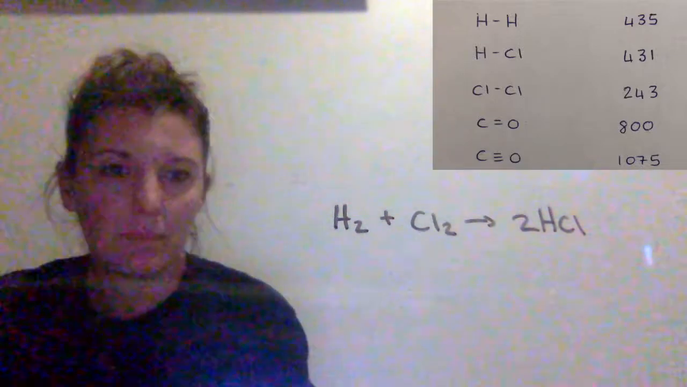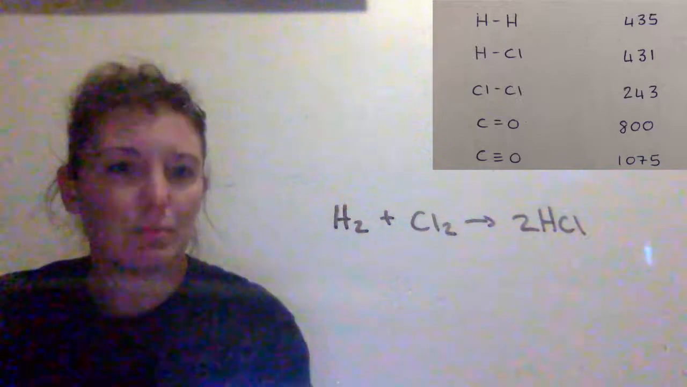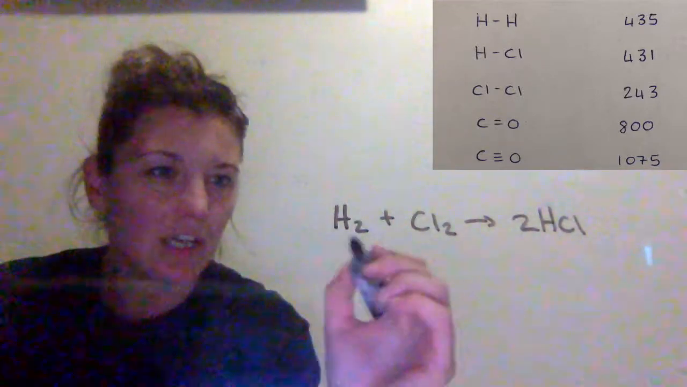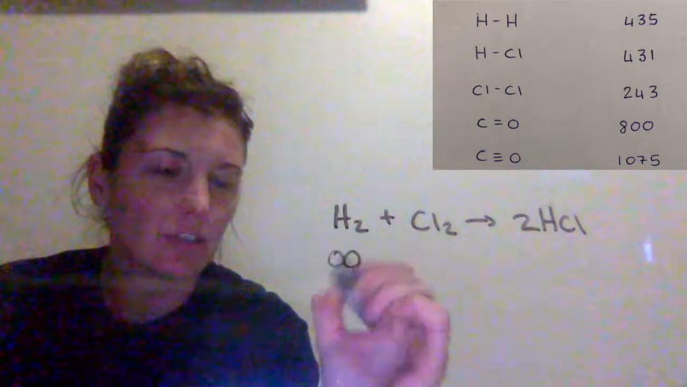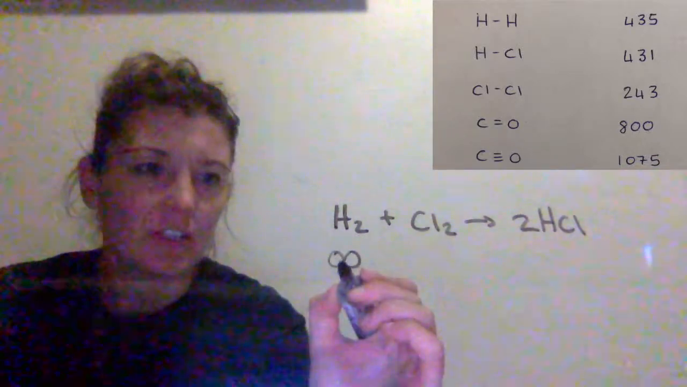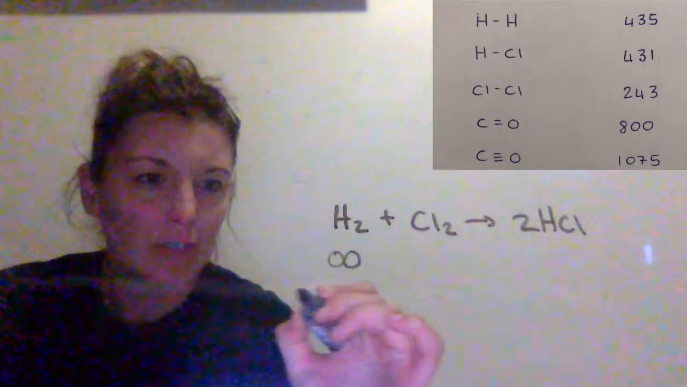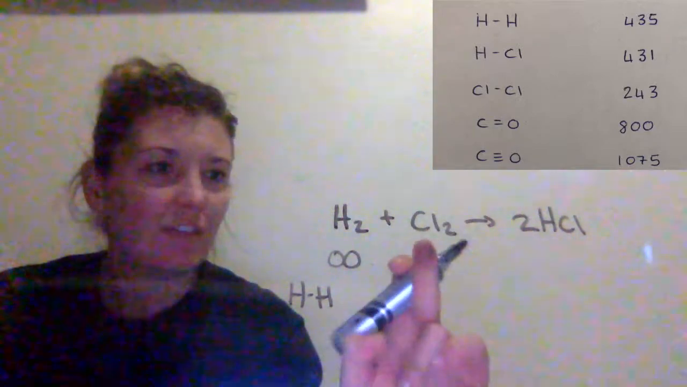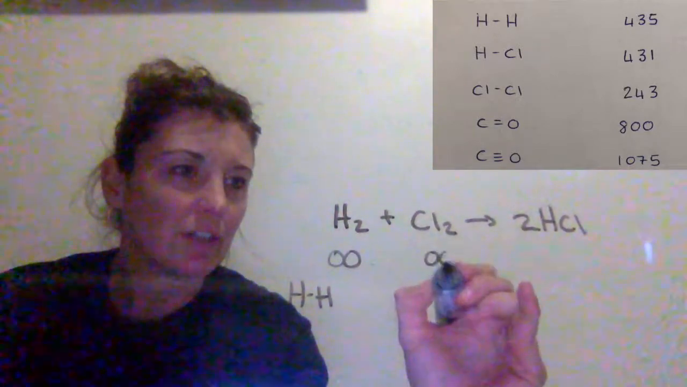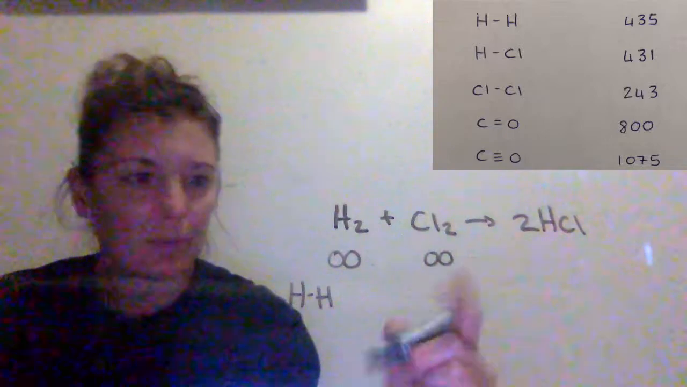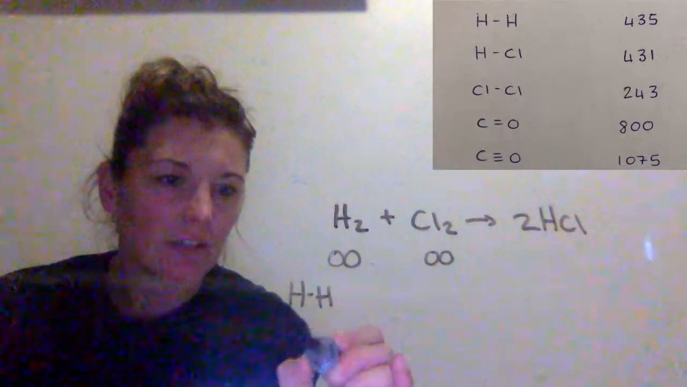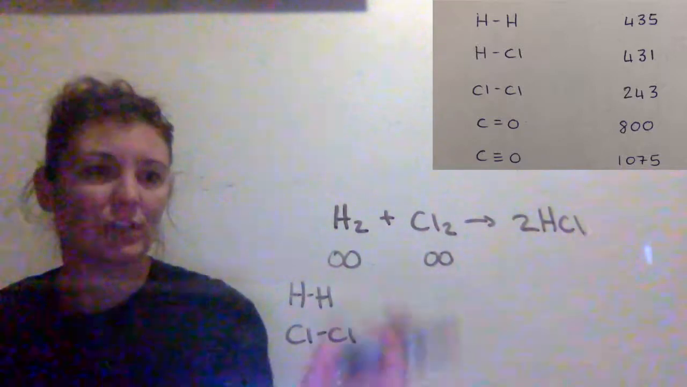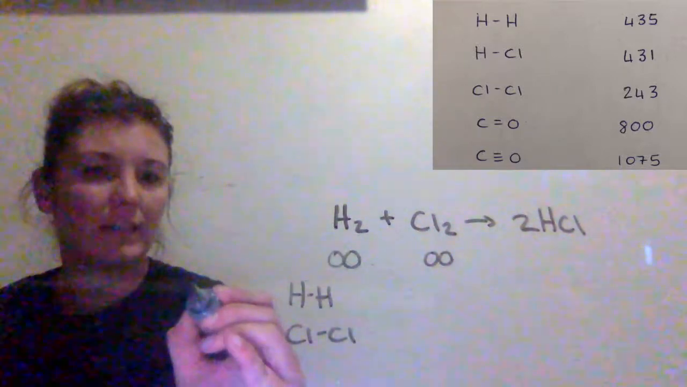Okay, so the first step is to identify how many bonds have been broken. So let's have a look at this one. The first one, we've got H2, so it means that it's like two little H's next to each other. So there's one bond between them. So we know we've got an H-H bond on this side. And then we have Cl2, so that's also two atoms of Cl bonded together, and we know we've got a Cl-Cl bond there as well. So that needs to be broken.